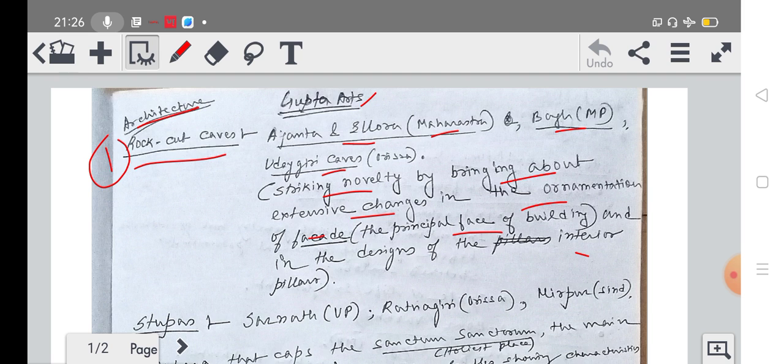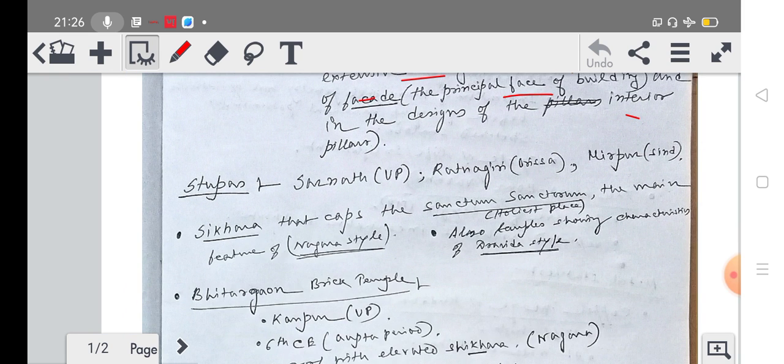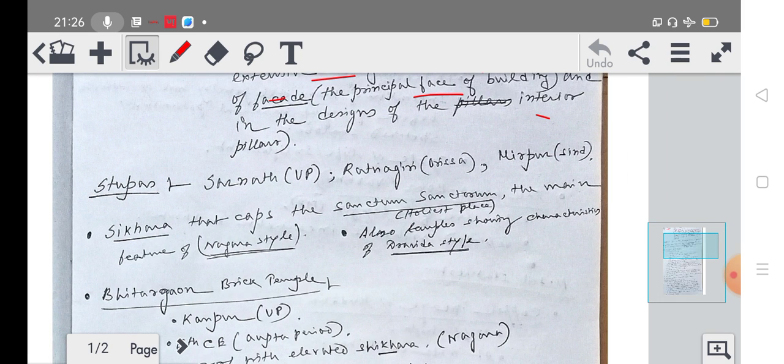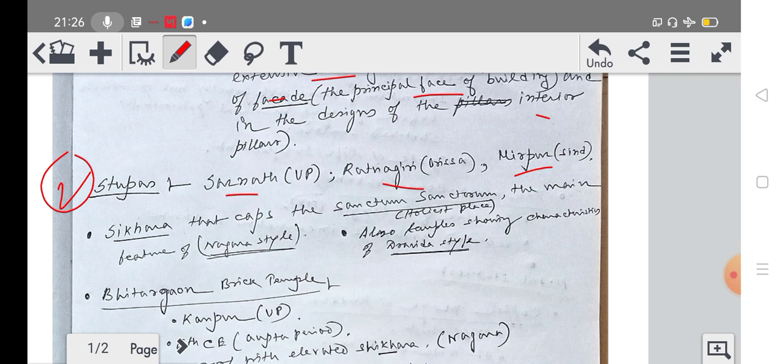Then we move to the second type of architecture, that is stupas. This type of stupas is found in Sarnath, Uttar Pradesh, Ratnagiri, Odisha, and Mirpur, Sindh, the territory of Sindh.